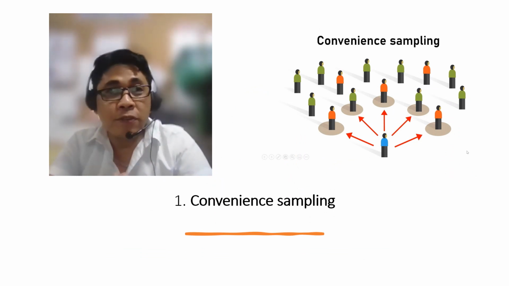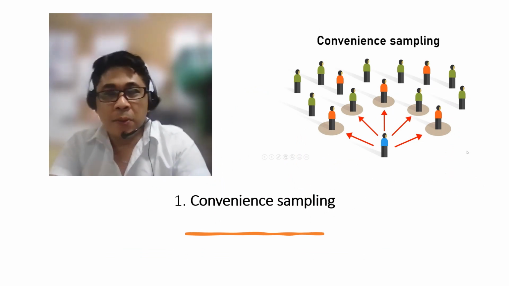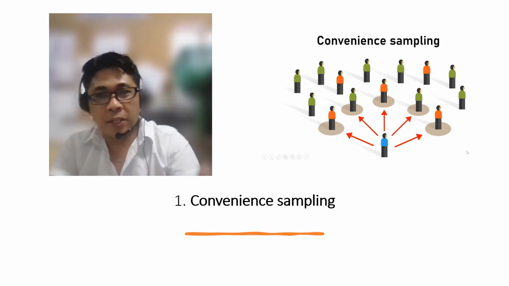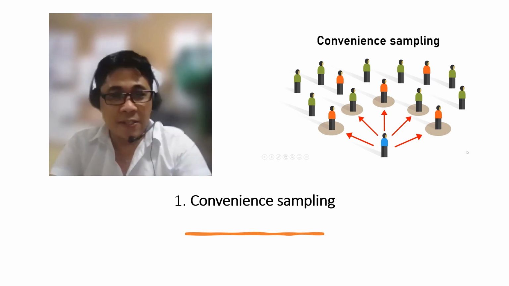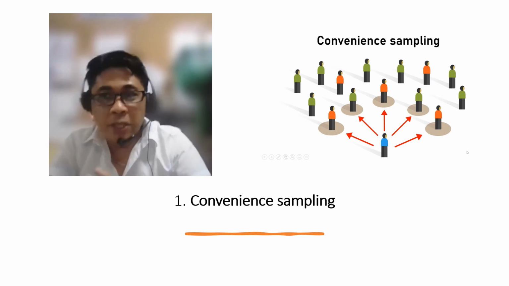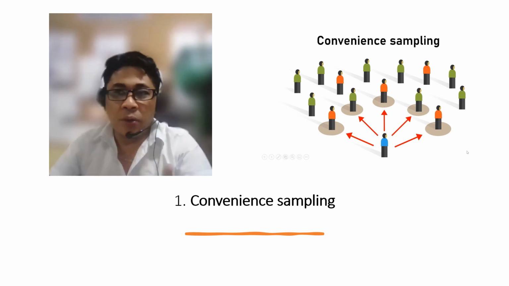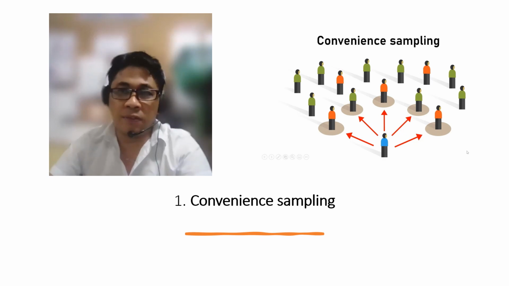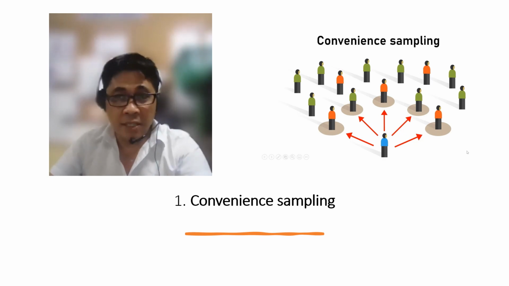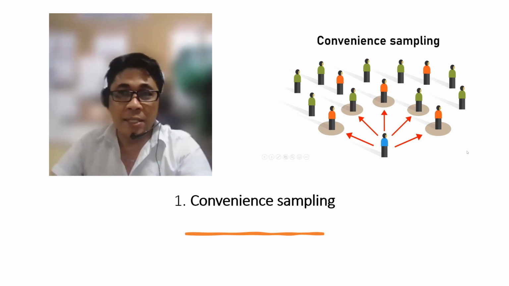So let's talk about convenience sampling. A convenience sample simply includes the individuals who happen to be the most accessible to the researcher. For practical reasons, this is an easy and inexpensive way to gather initial data, but there is no way to tell if the sample is representative of the population, so it can't produce generalizable results.